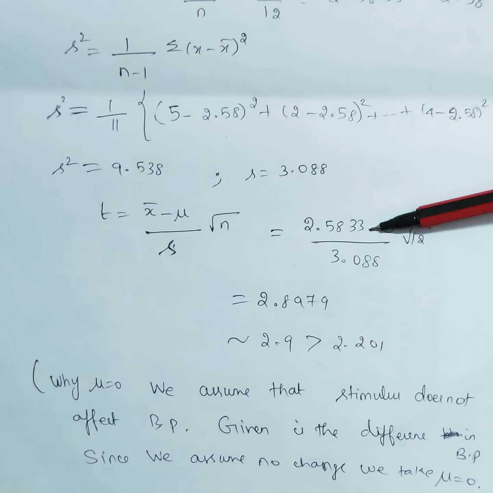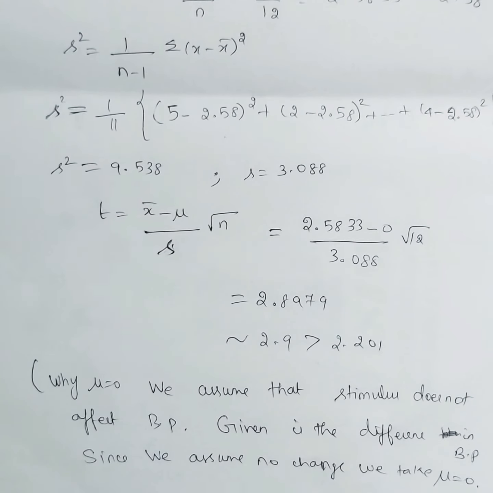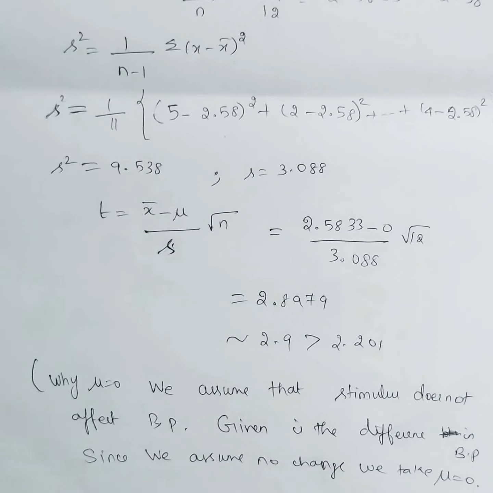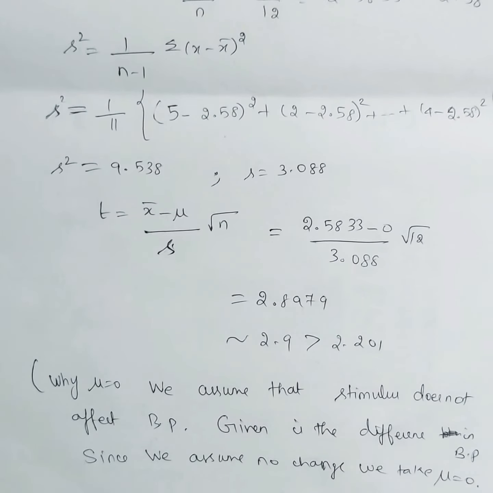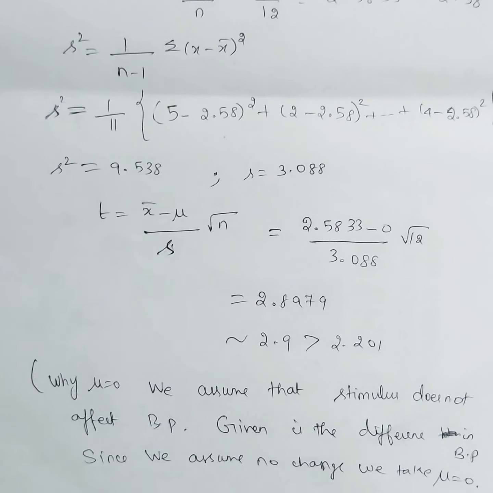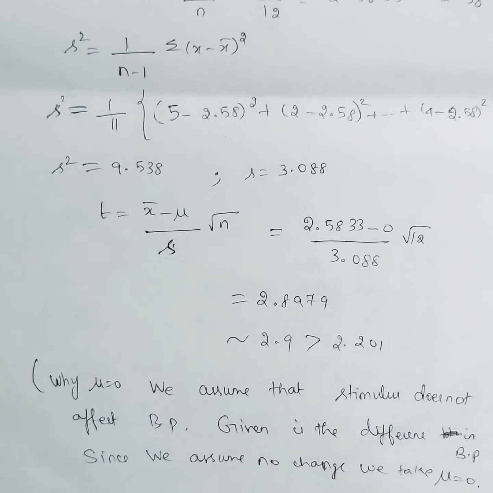So 2.5833 minus mu, we have written 0. Why have we written 0? Divided by 3.088 into root 12. If you remember in the previous problem, they had given the mean mu is 66, because in the hypothesis, test the hypothesis that the mean mu is 66. Here in the hypothesis, did they give any mean? Just think for a second. I'll tell the answer. Because we assume that the stimulus does not affect BP.